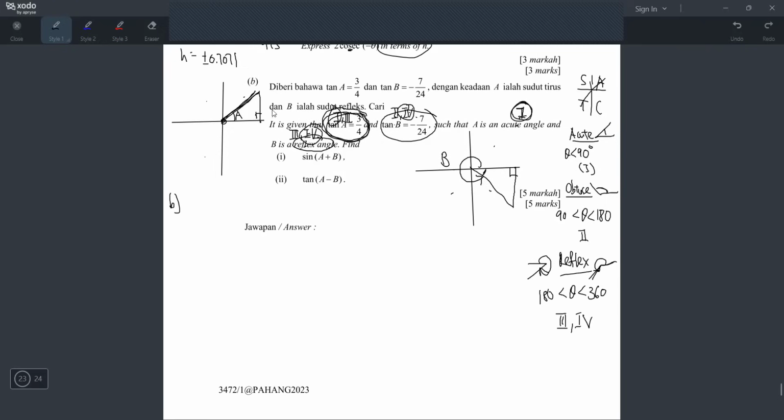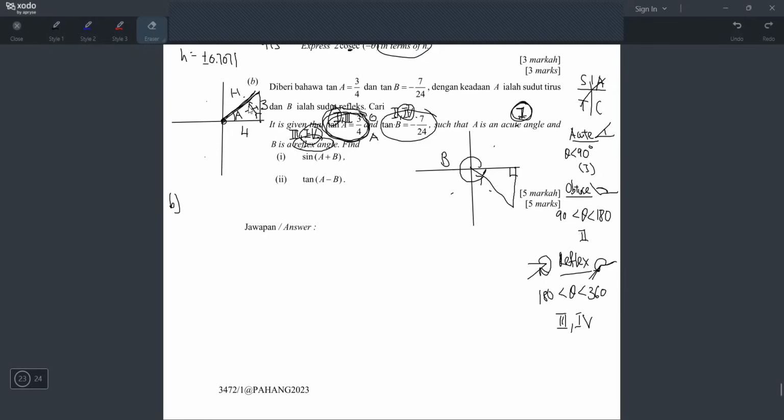Now it's time to label in the 3 and the 4. Tangent formula is TOA, so opposite over adjacent. So if your angle is here, the opposite will be here, the hypotenuse is opposite the 90, and then the remaining one is adjacent, right? And we already know opposite is 3, so let's write opposite 3. And we also know the adjacent is 4, so let's erase the adjacent and write 4.